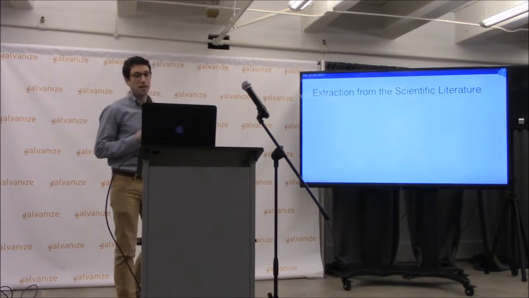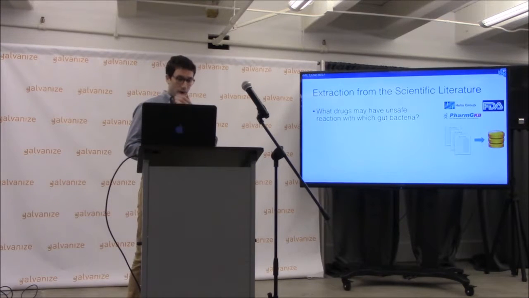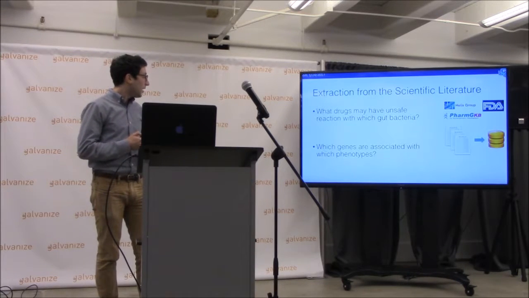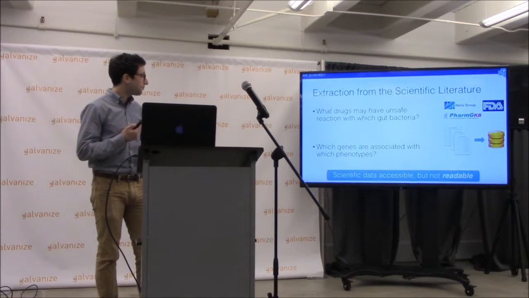We do a lot of extraction from the scientific literature. So we're working with some other collaborators and with the FDA to, again, pull out a very simple schema, just mentions in scientific articles of a certain drug potentially interacting with a certain type of bacteria in the gut. But we want to be able to do this at scale and with high precision and recall. We're also doing some stuff on mining GWAS studies to make this more available.